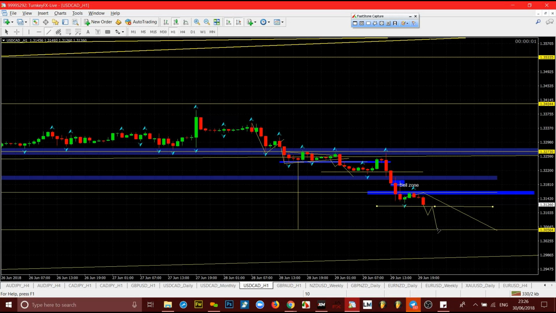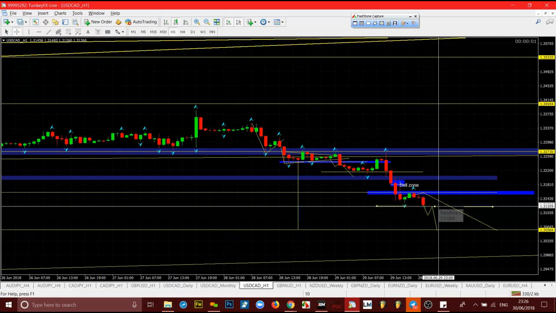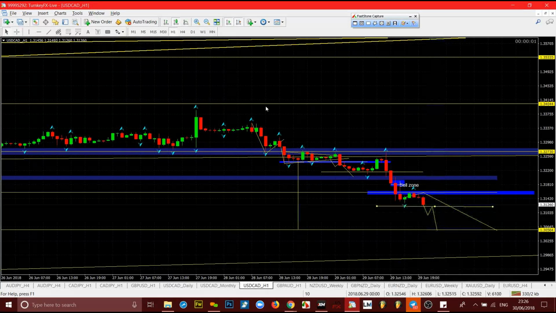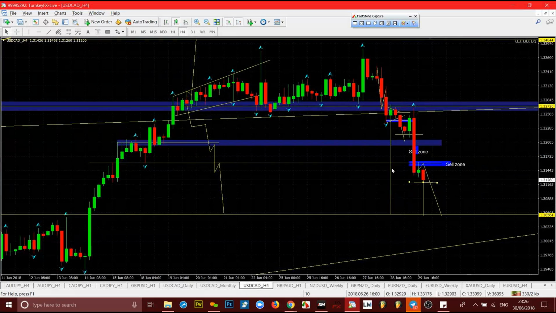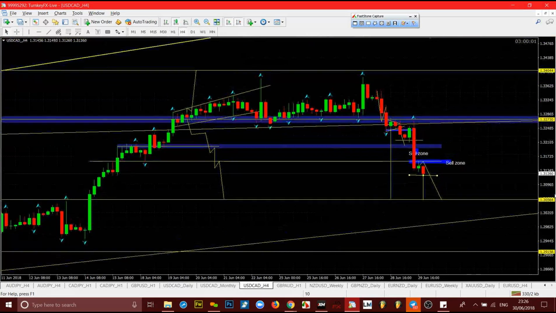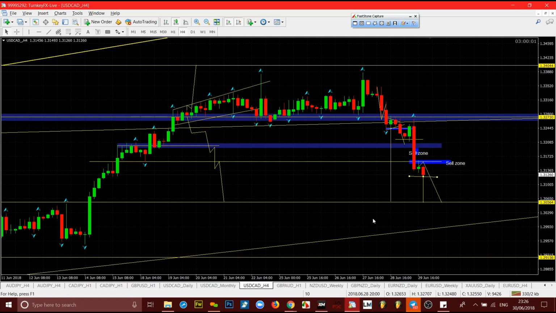But it's too close to this level, so I would wait for it. Let me see how many pips. Yeah, it's just 60. If you want to scalp that, I would wait till it breaks that level, and then I'll take it to the next zone, which would be somewhere around here. But yep, that's your USD CAD.